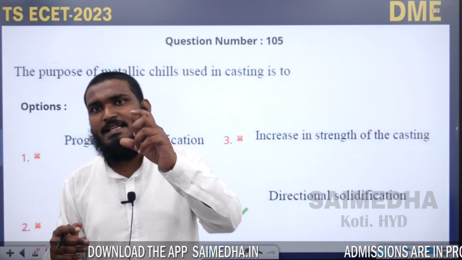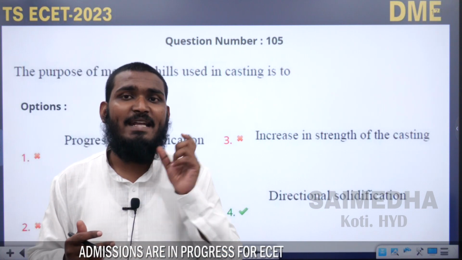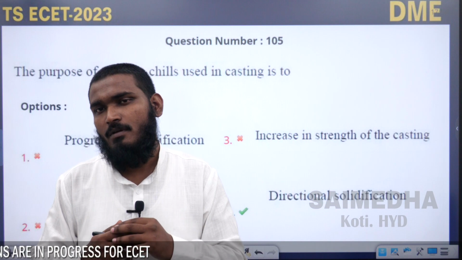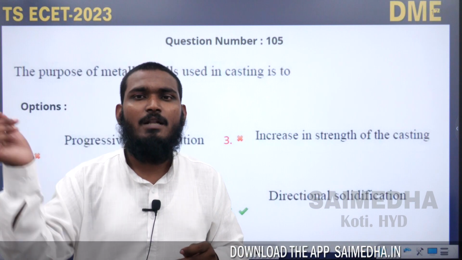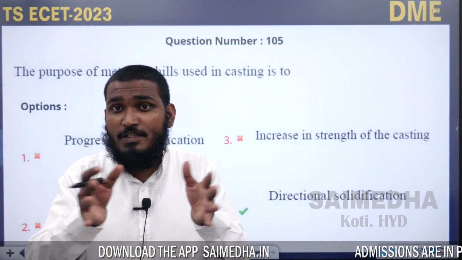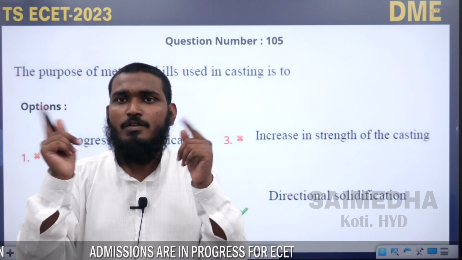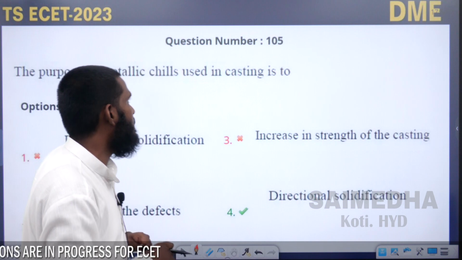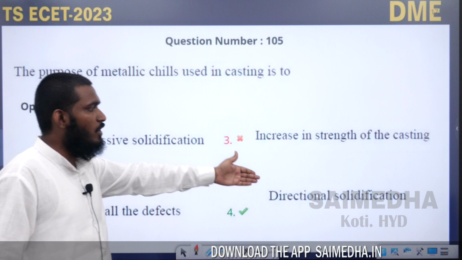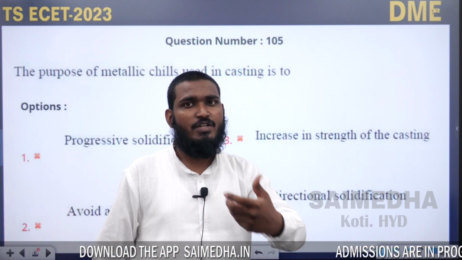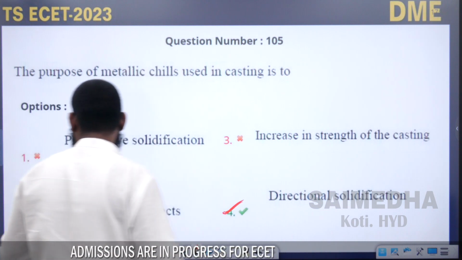So what we are doing, we are taking some metallic object over here, which we call chills. Now what is the purpose of that metallic object? Chills means whenever we pour the molten metal, the solidification will be done very quickly. For that sake, we are using the metallic chills over here. So what is the function? The purpose of the metallic chills used in casting is directional solidification. For directing that solidification, we have the chills. So option 4 is correct.